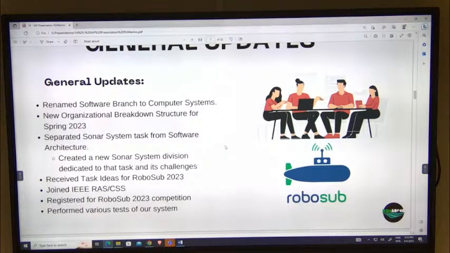We also received and registered for RoboSub 2023. So we plan to compete this summer; the competition is July 31st to August 6th. So hopefully you'll see a lot of pictures of us there. We also joined the IEEE RAS, which is the Robotics and Automation Society, and the Control System Society. Currently, I am the vice president of those branches. So a lot of cool things are coming next semester, just a heads up.